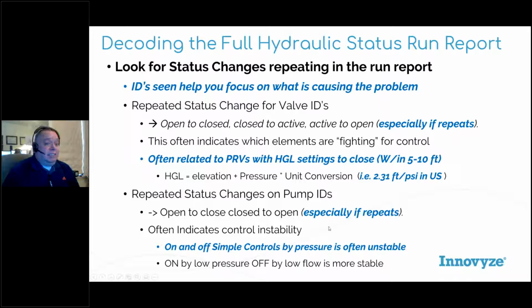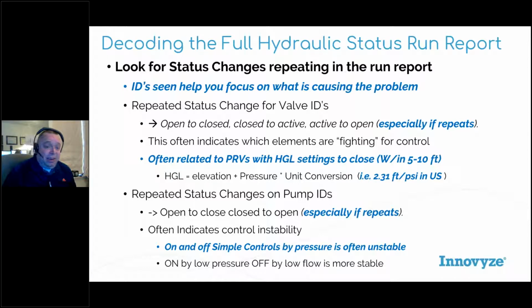Repeated status changes on pump IDs are often a clear indicator of unstable control, something that's telling it to turn on and off and on and off and on and off. Like I said, that's usually a control by pressure. That's a very unstable control in the EPANET solver.